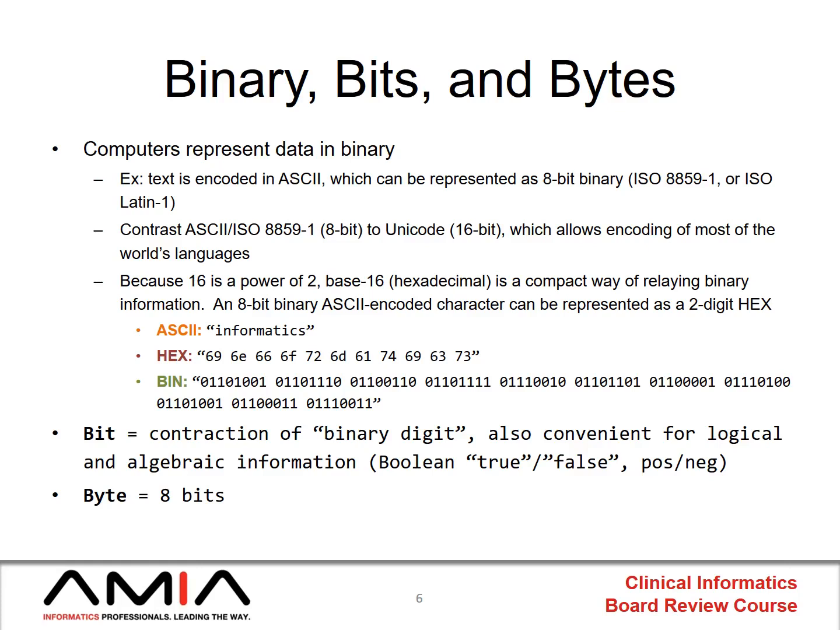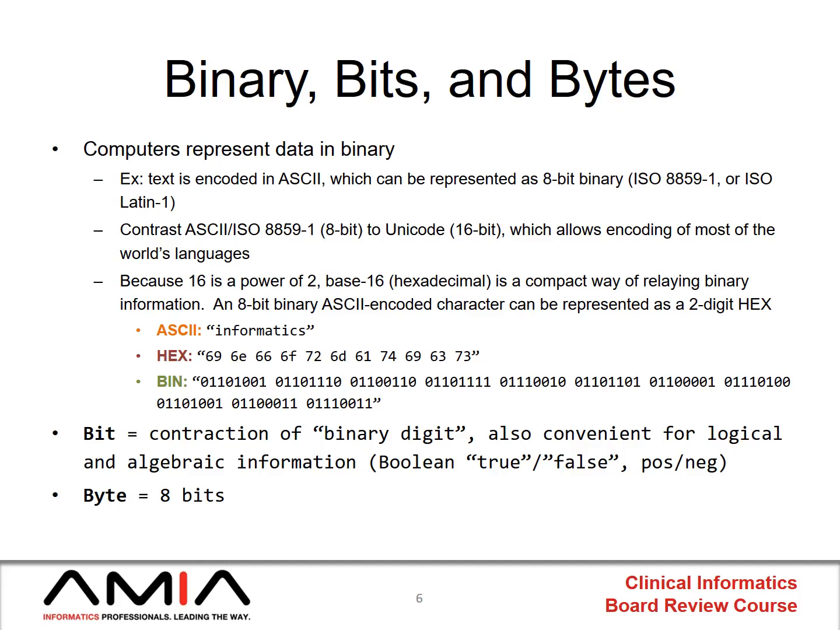So let's start all the way at the beginning with how computers actually represent data. As all of you know, computers represent data in binary, which is base 2 math. You can think of a single binary digit as being either a 0 or a 1. And this is very convenient for computers because they can store electrical impulses or signals as on and off.